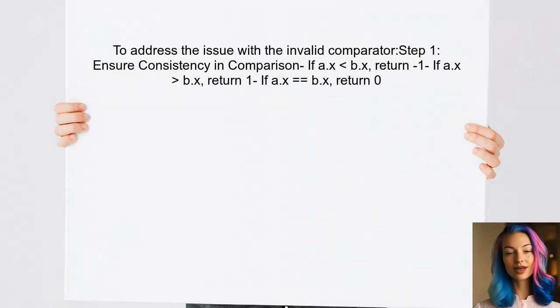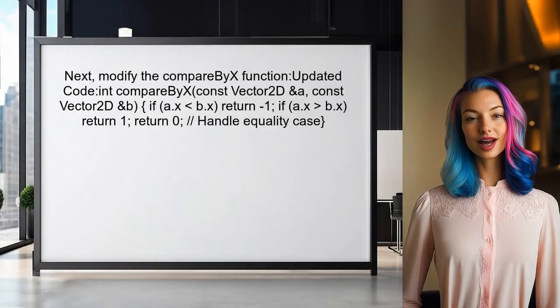the future. To address the issue with the invalid comparator, the user needs to ensure that the comparison function is consistent. This means that if one comparison returns a certain result, the opposite comparison should return the opposite result. Next, the user should modify the compare_by_x function to handle the case when the two values are equal. This is crucial because the sort function relies on a strict weak ordering.